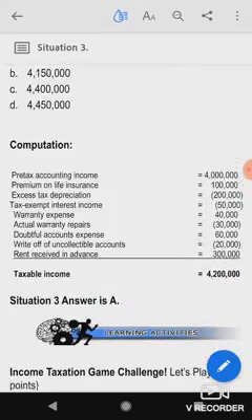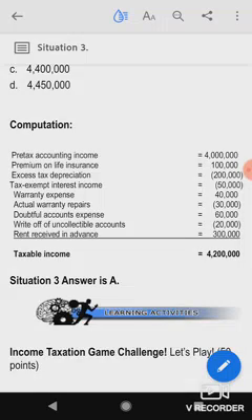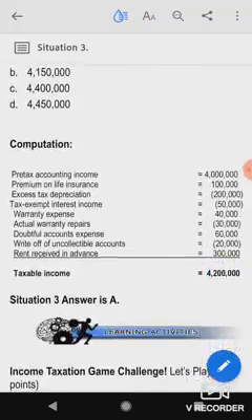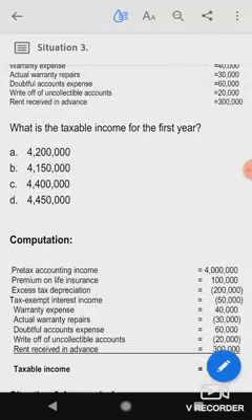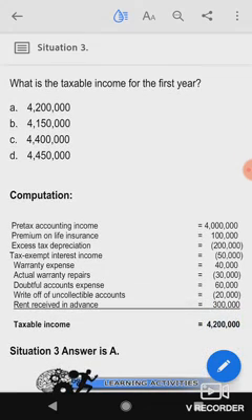The computation for that is we have pre-tax accounting income declared as 4 million. We will calculate first the taxable income, in order to derive the tax payable. However, the question here is just to calculate the taxable income, wherein we would then multiply by 30% and come up with the tax due or tax payable within the year. So what we do is we add the premium on life insurance, which is taxable.